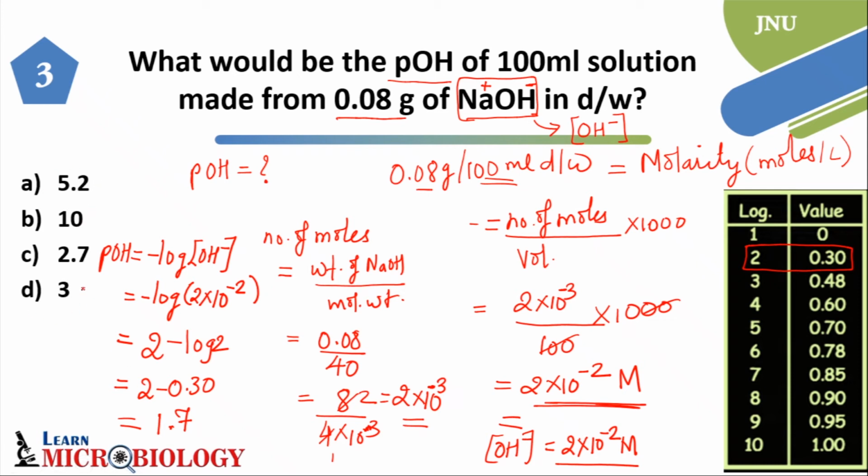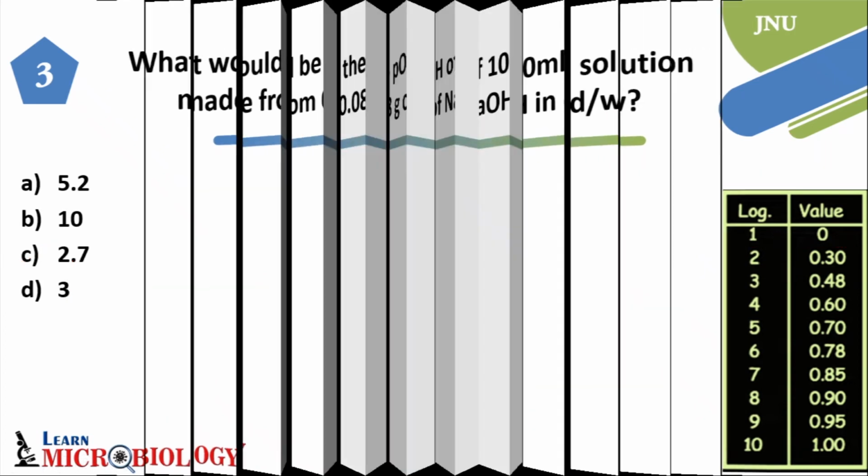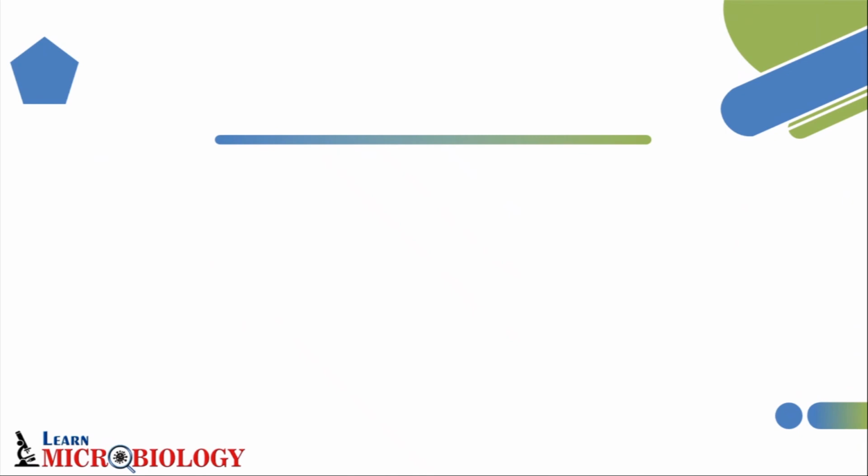If you can see the options, there is nothing like 1.7. So this has to be 1.7, and that might be a mistake over here. It needs to be 1.7 and the correct option will be C, 1.7. Let's move ahead and solve the next question.